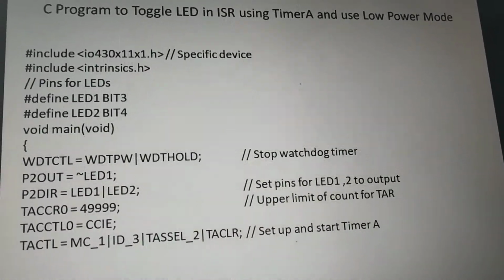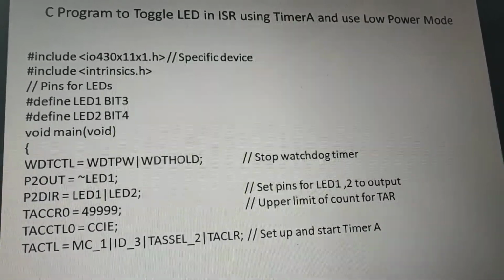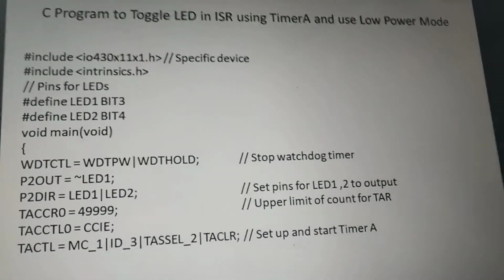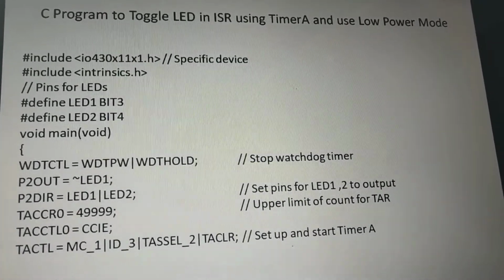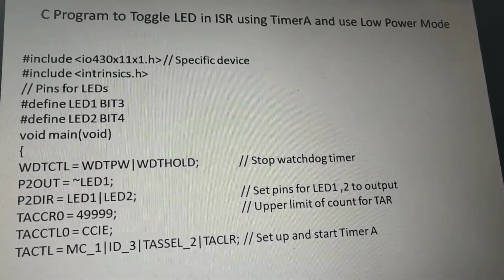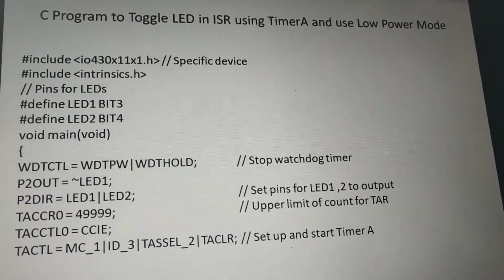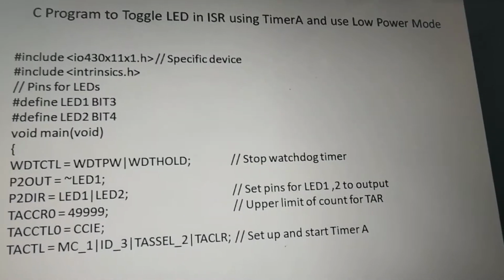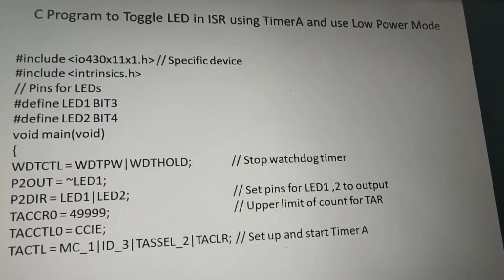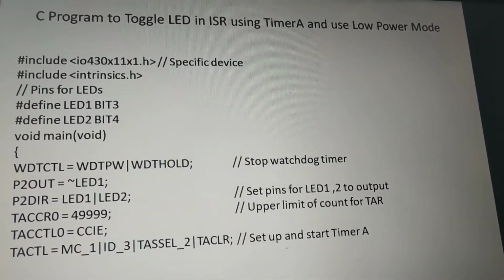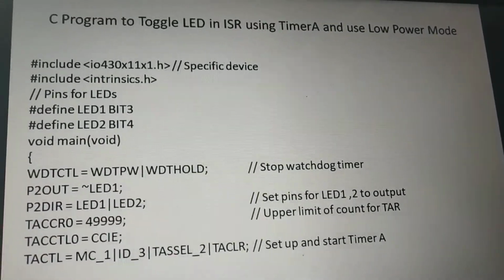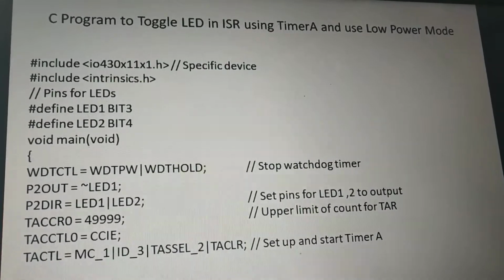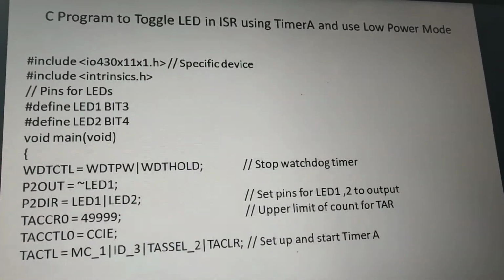So it is negation of LED1. So LED1 is what? LED1 is bit 3 is 1. Negation of LED1 will be all the other bits are 1 except bit 3. So if you have connected two LEDs, instead of P2, I am telling it as P1. So if we have connected LEDs to P1.3 and P1.4, P1.3 is now 0. So that LED will not glow. And P1.4 is 1. So that LED will glow.